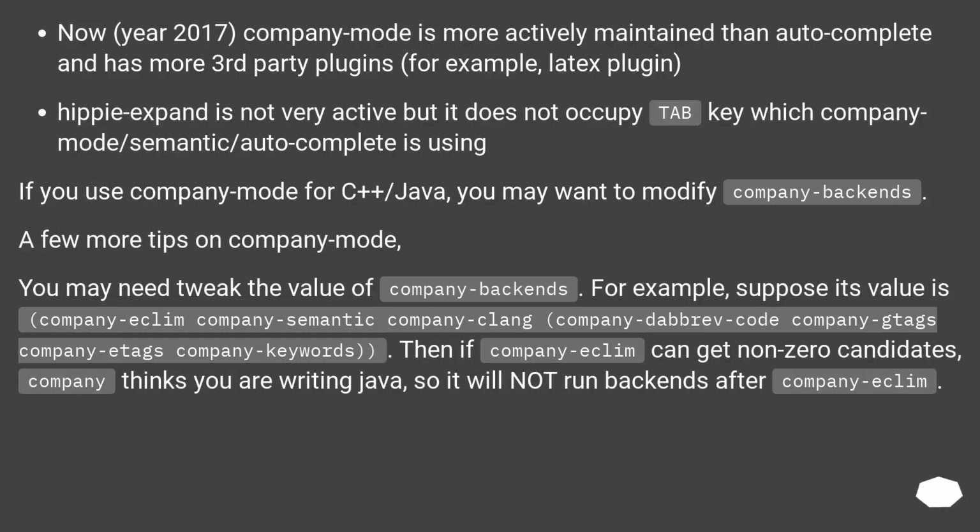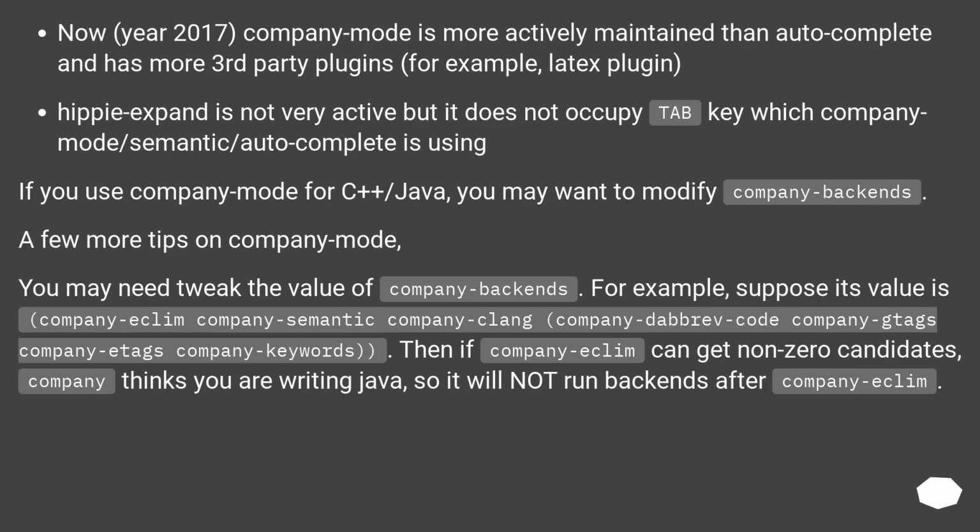now, in the year 2017, company mode is more actively maintained than auto-complete and has more third-party plugins, for example, a LaTeX plugin. Hippie expand is not very active, but it does not occupy the tab key, which company mode, semantic and auto-complete are using.